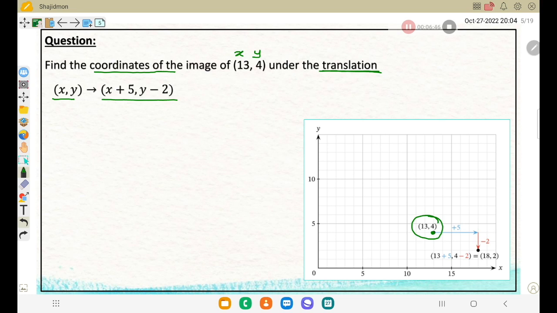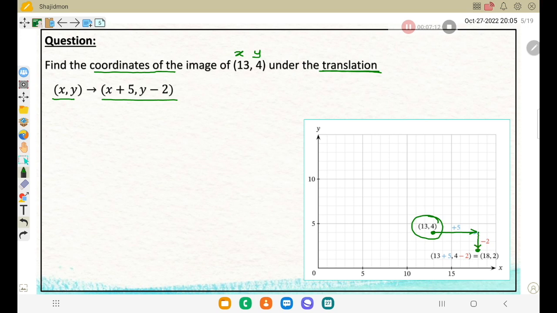We need to move to this point using this translation, x plus 5, y minus 2. The x value is translated by 5, the y value is translated by minus 2, correct? So that means the x value moves plus 5 like this. This is the x direction. In the y direction it moves minus 2. Minus 2 means going down. So what is the resulting point, the translated point we are getting? That is our question.